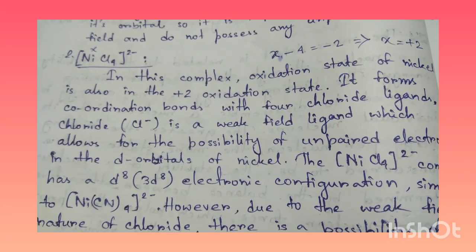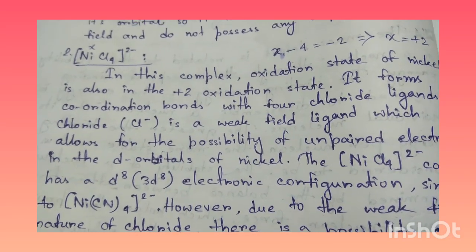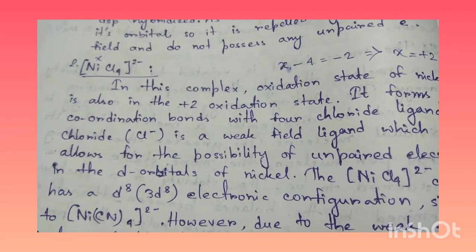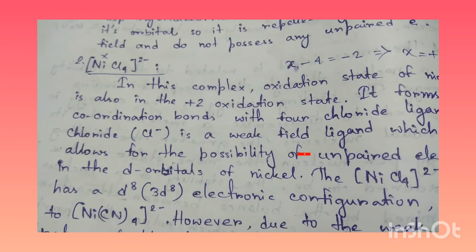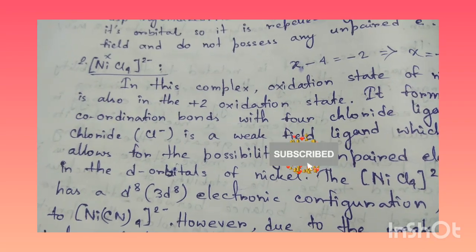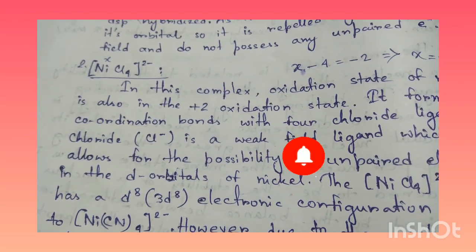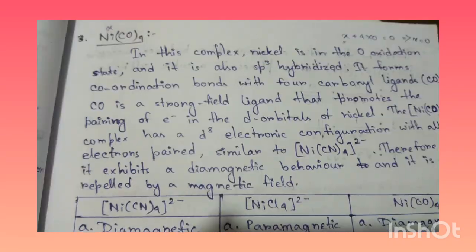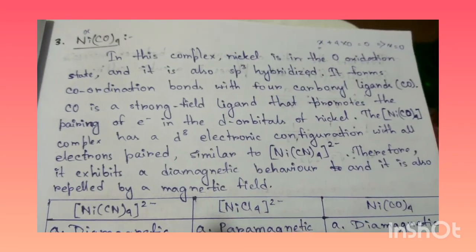So here's the formula of finding the oxidation state. Here we have to take nickel as x, minus 4 is equal to minus 2, then x is equal to plus 2. Number 3, Ni(CO)4.